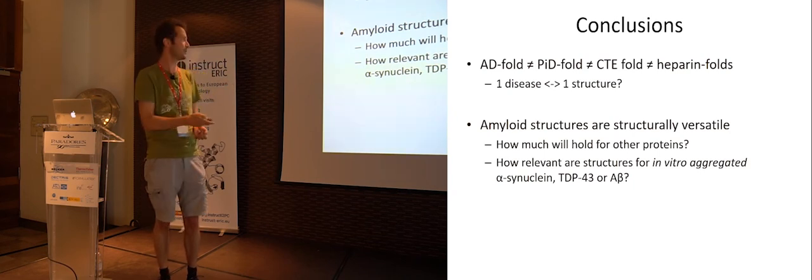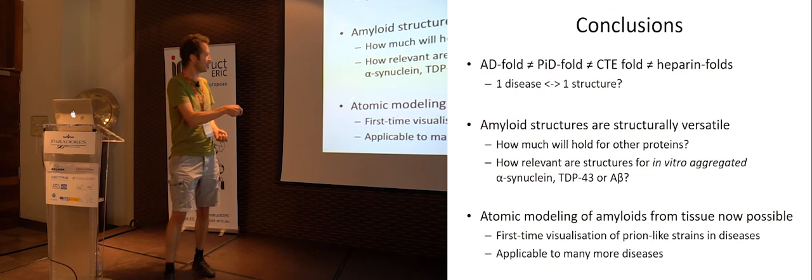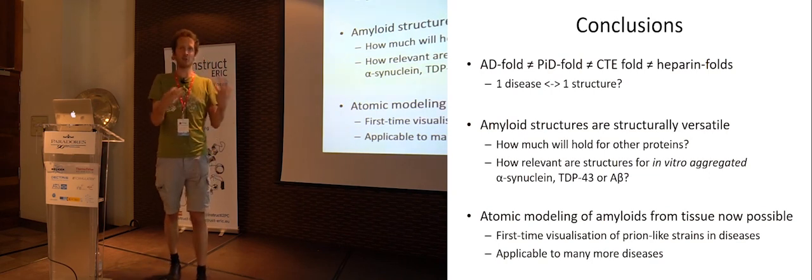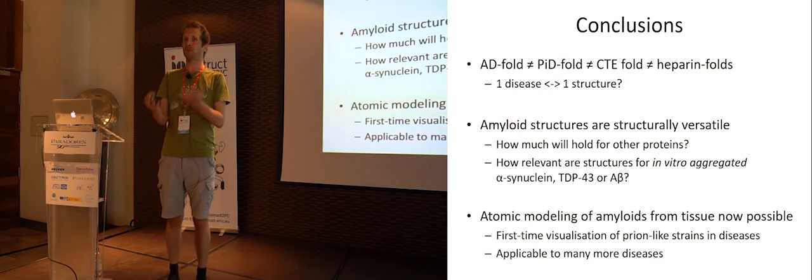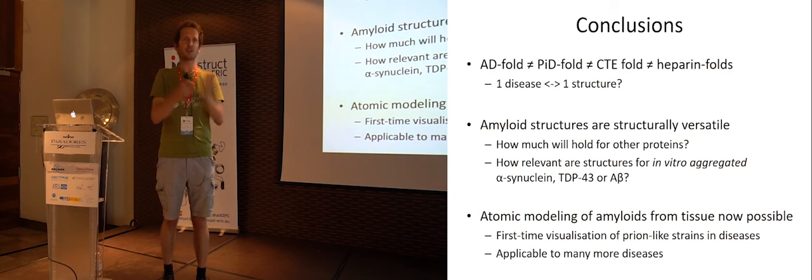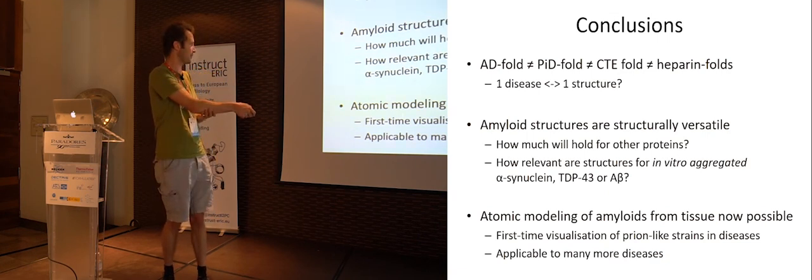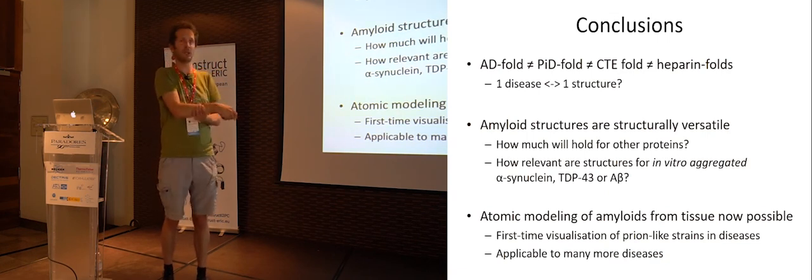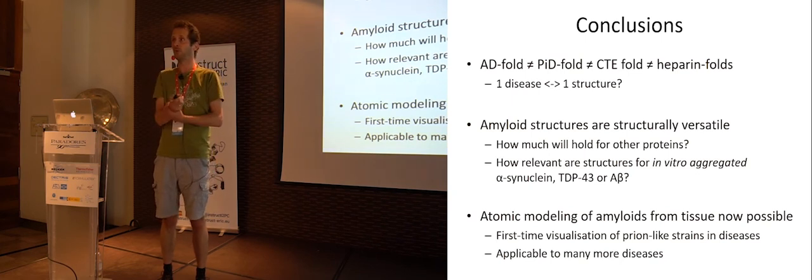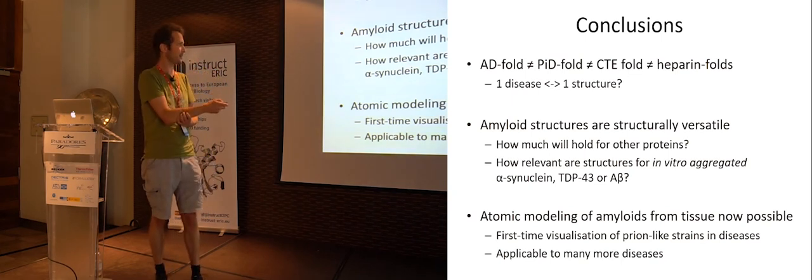to form amyloids in neurodegenerative disease. Now, excitingly, I think we can now do this kind of atomic model generation from patient tissue. This is a whole new aspect of the cryo-EM revolution, and it will make it applicable to a whole lot of other diseases, and we're very excited about that.